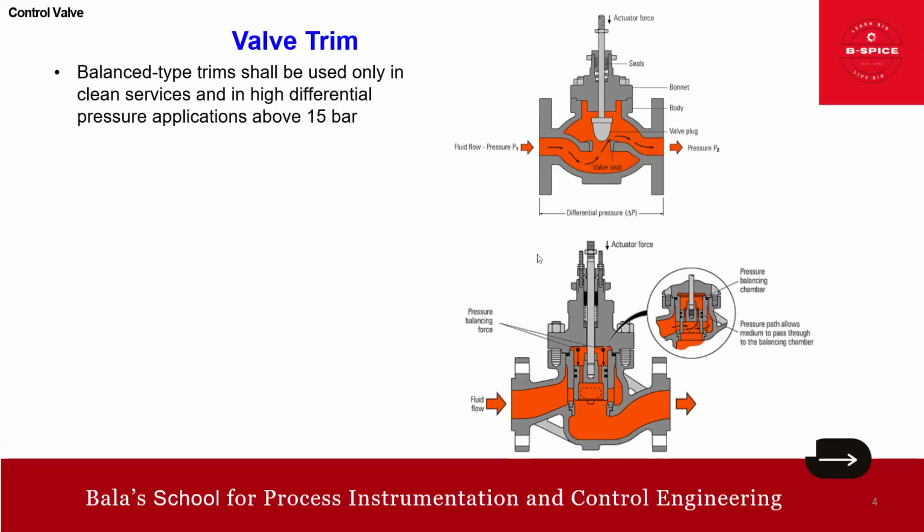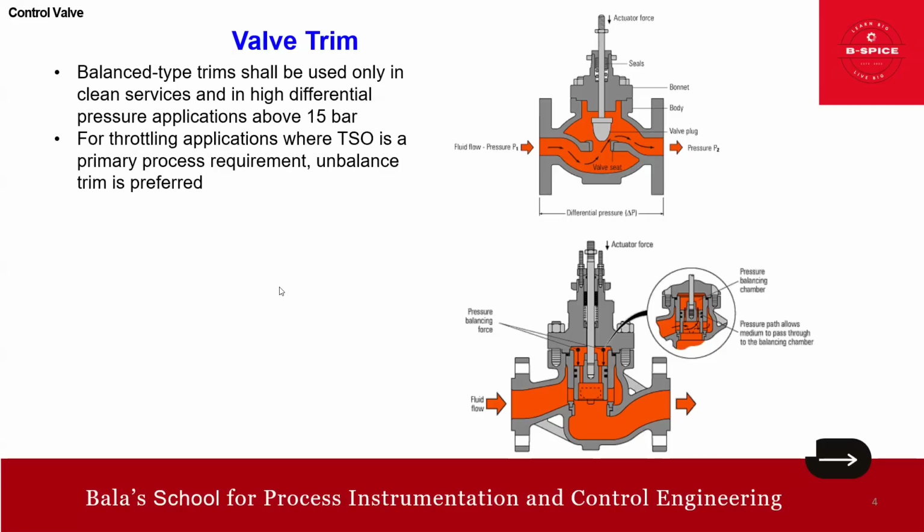So to sum up, friends, balanced trim offers better performance in demanding scenarios, while unbalanced trim is simpler but may not handle large pressure differences effectively. That is the difference. But when it comes to tight shut-off, unbalanced is the best. So for throttling applications where tight shut-off is your primary requirement, unbalanced trim is preferred. That is the point. You got it, friends?